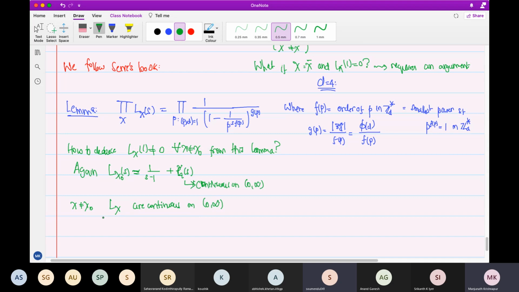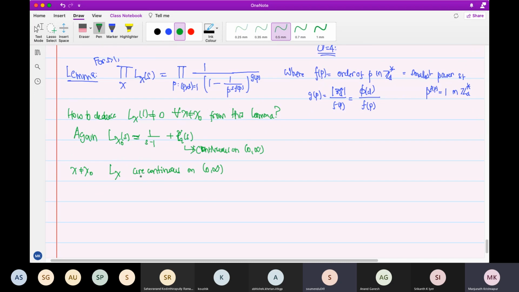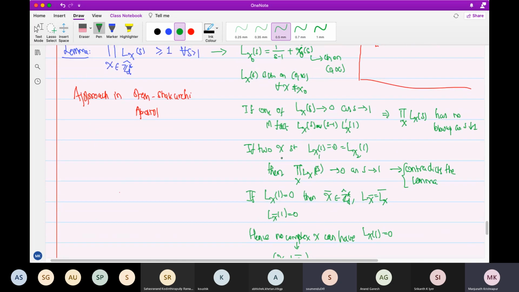So what happens is that, oh, hold on. So there is this issue. Yeah, so anyway, this thing is actually stated for s bigger than 1 only. For s bigger than 1. Okay, so L chi is continuous. So now suppose L chi of 1 is 0 for some chi. Actually, more or less, I didn't have to repeat. Everything is the same as what I wrote here.